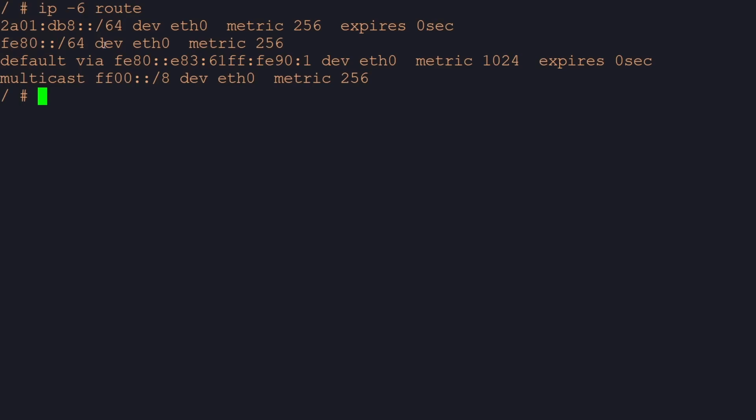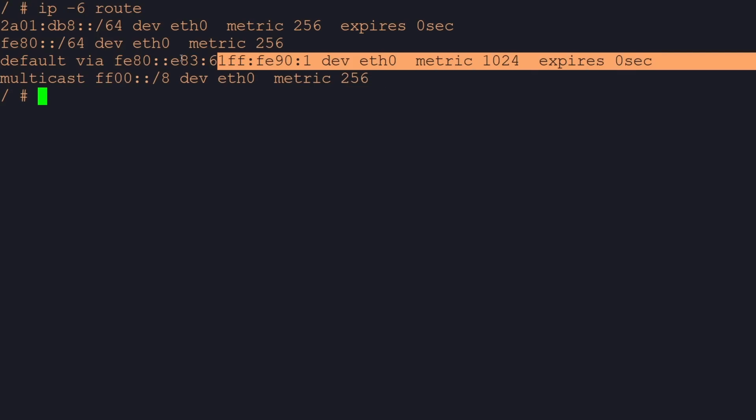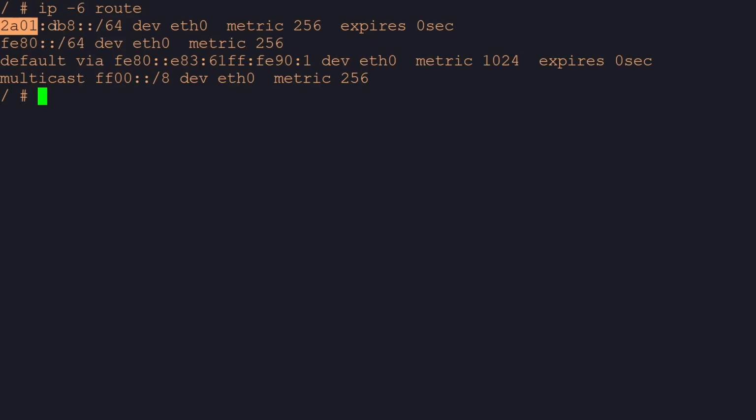FE80 via dev eth0. Default via FE80 blah, blah, blah, and a multicast route. So essentially in unicast I have 3 routes. So I have this /64, and a default route. Now on virtually all networks you use, you're going to have a default route, and this is essentially a /0.